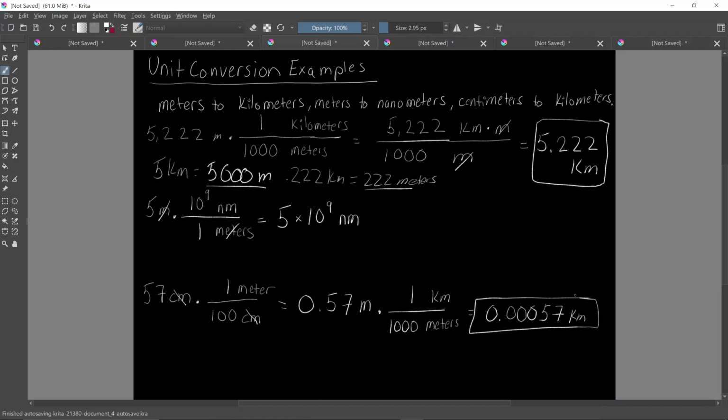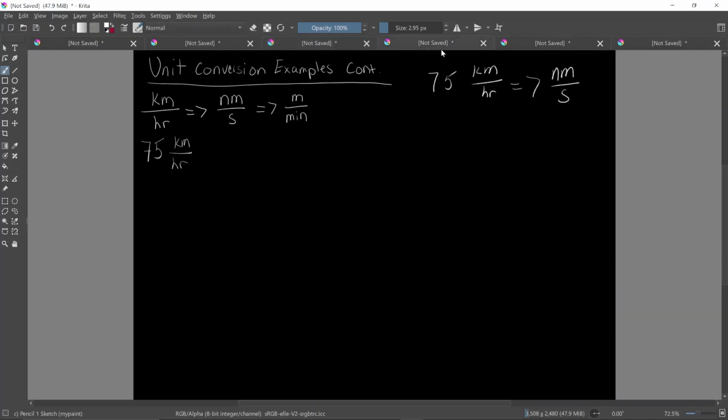And again, you can check these by flipping your conversion factors and re-solving back for your original input. But that would be a good exercise for you to do by yourself, just to get the hang of it. And now we're going to do a little bit tougher of an example.